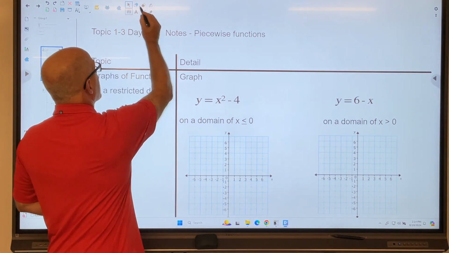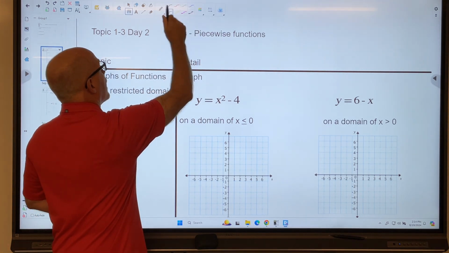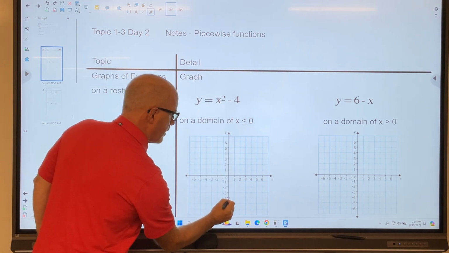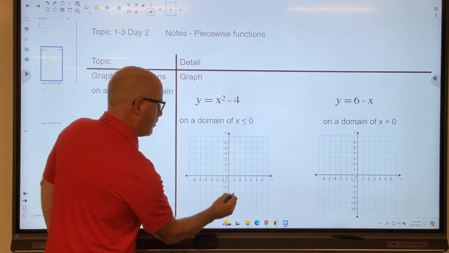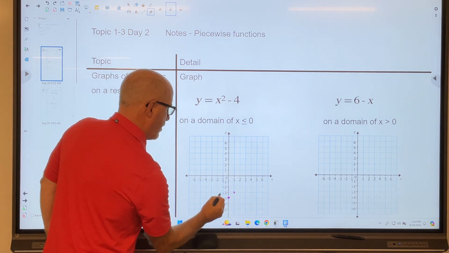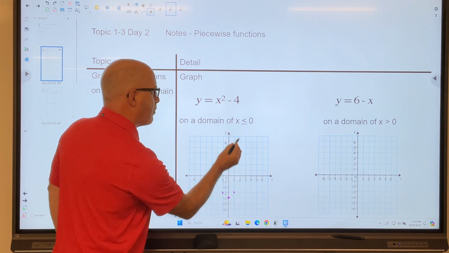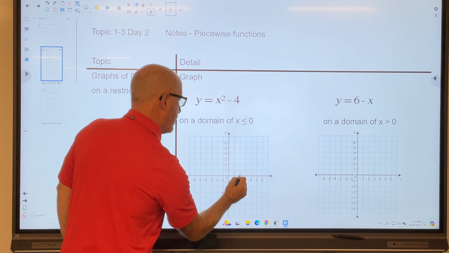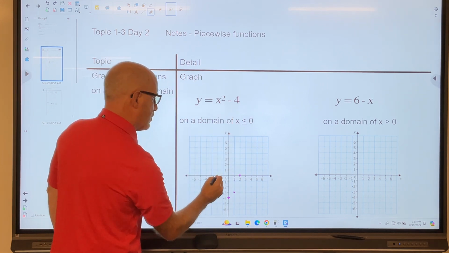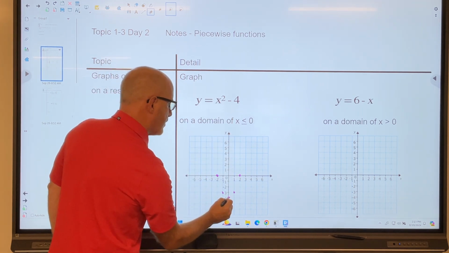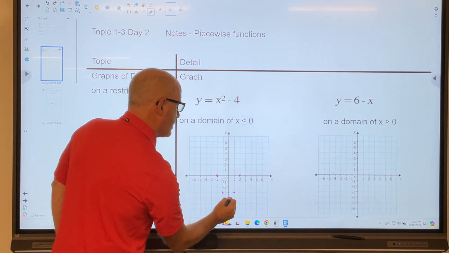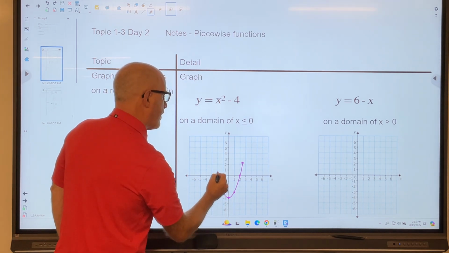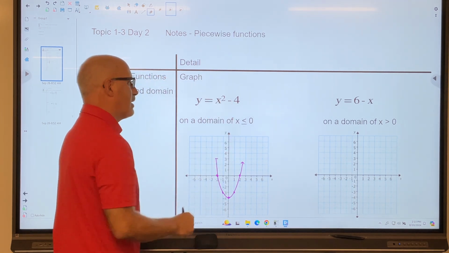So as we look at this one, we're going to go ahead and graph this one with -4 to start with. And then it will go up from there. For instance, if I put in a 2, 2 squared is 4, 4 minus 4 is equal to 0. And same with -2. -2 squared is 4, and if you subtract that, you get 0. So this is what my graph looks like if I were to graph the entire x squared minus 4.